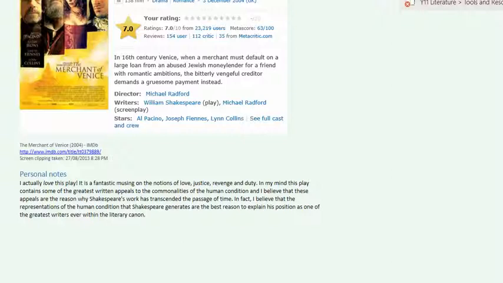Some excellent themes. In my mind, this contains some of the greatest written appeals to the commonalities of the human condition, and I believe these are appeals that are the reasons why Shakespeare's work has transcended the passage of time. That means that it's still relevant for you playing at home. I just used some literary criticism meta language there. Woo! Get excited. I believe that his representations of the human condition are the best reason to explain his position as one of the greatest writers ever within the literary canon.